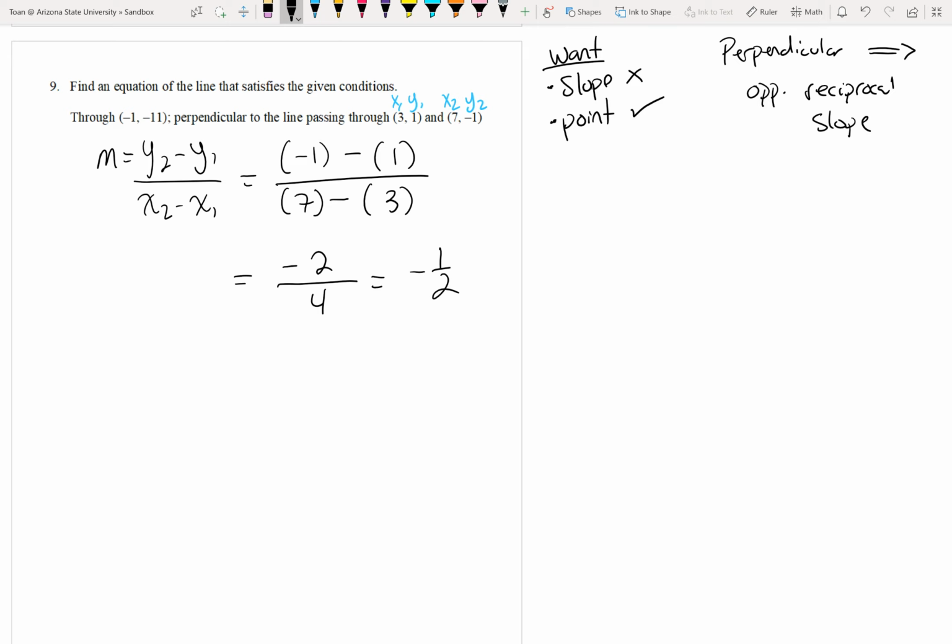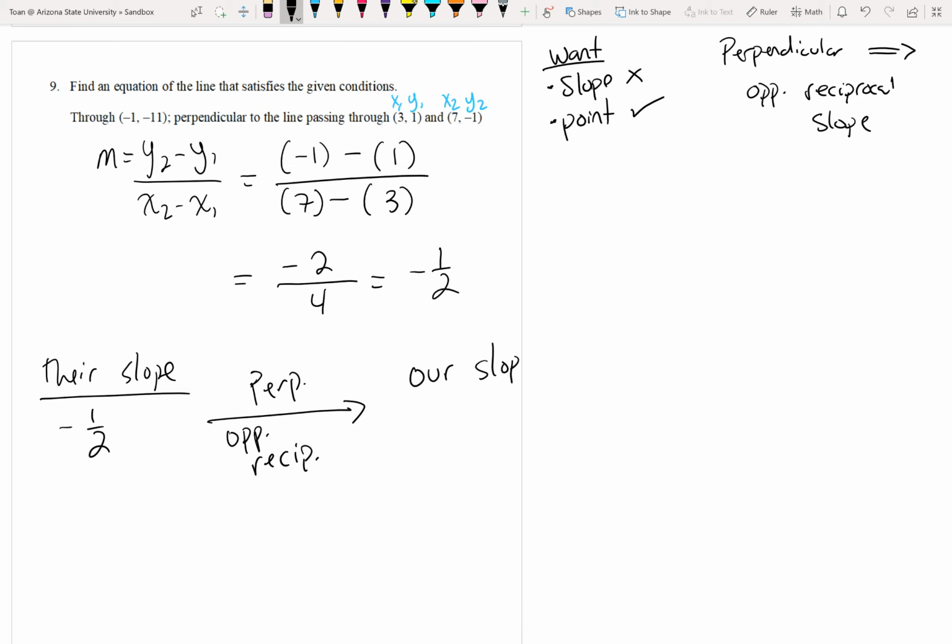Now the question said perpendicular, so we have to remember that perpendicular means opposite reciprocal slope. So all of this work says is that their slope is -1/2. We want perpendicular, which means opposite and reciprocal. So that means our slope has to be the opposite reciprocal of it, or in other words, a positive 2 over 1, or simply just 2. So there we go. We have our slope.